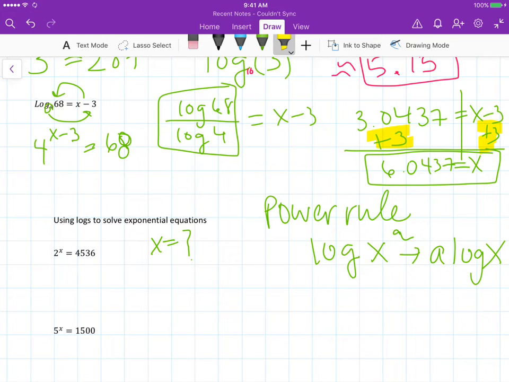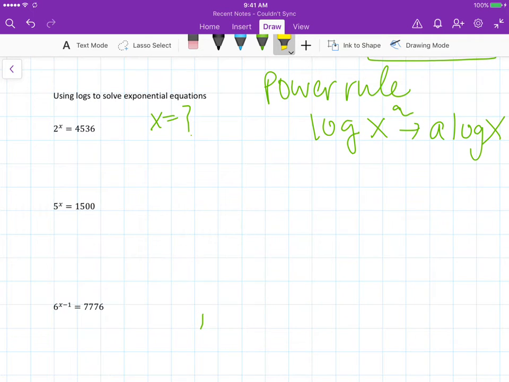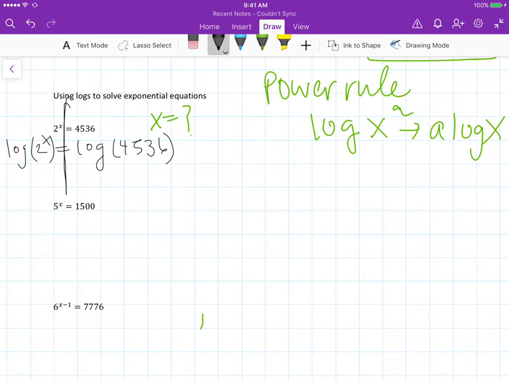But now we can say, okay, we actually know how to use logarithms now. And what we can do is we can take the log of both sides. So when I see this equation here, I see 2 to the x is equal to 4,536. Well, I can take the log of both sides. And when I do that, it doesn't change the value of the equation because I'm still doing it to both sides. Now on the right side, log of 4,536, that's just a number. Now the power rule says I can bring this x down and in front.